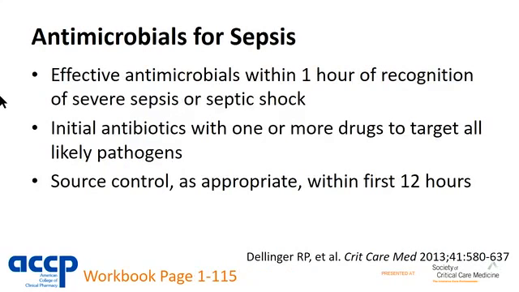When we think about treating these patients with sepsis, I know you're all well familiar with the Surviving Sepsis Campaign guidelines, and that's what the majority of these recommendations will be centered around. The guidelines do recommend to administer antimicrobials within the first hour of recognition of severe sepsis and septic shock, to give one or more drugs to target the likely pathogens, and to pursue source control as appropriate within the first 12 hours.